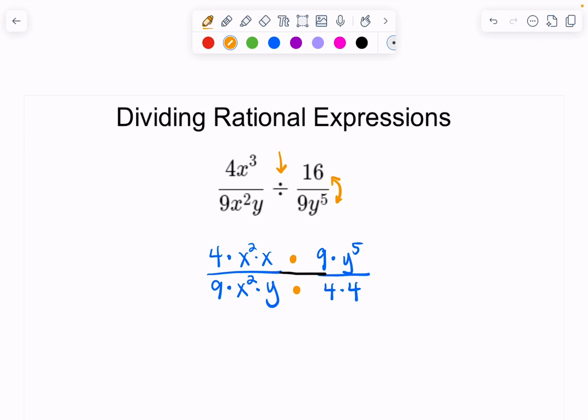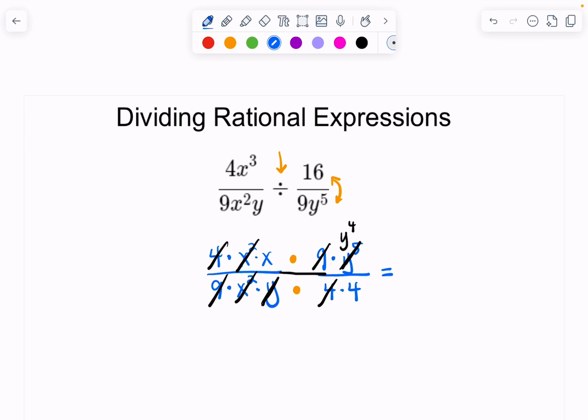So now whatever's on the top and whatever's on the bottom, those are cancelable factors. In other words, one of the 4's on top can cancel with one of the 4's on the bottom. One of the 9's can cancel. You got an x squared that can cancel with another x squared. And I chose to not rewrite y to the 5th because now you can think of it as canceling this y on the bottom with one of the y's on the top, which will knock your y to the 5th down to y to the 4th. So that's like a normal step that people take often when you're working with these fractions.